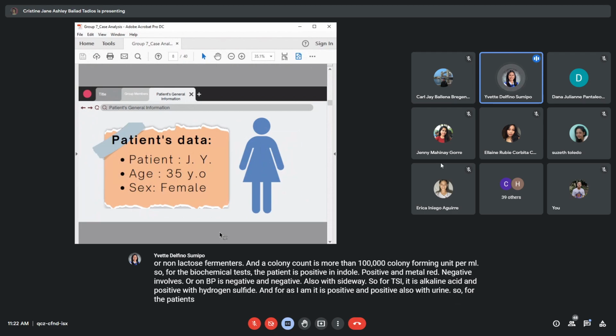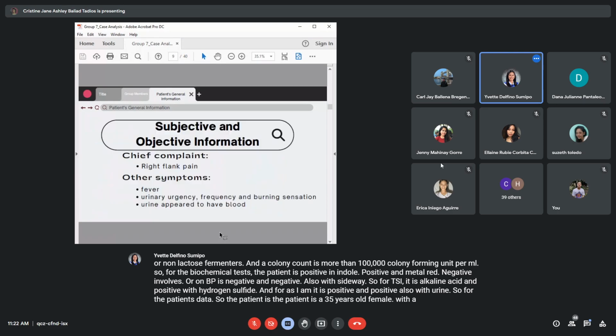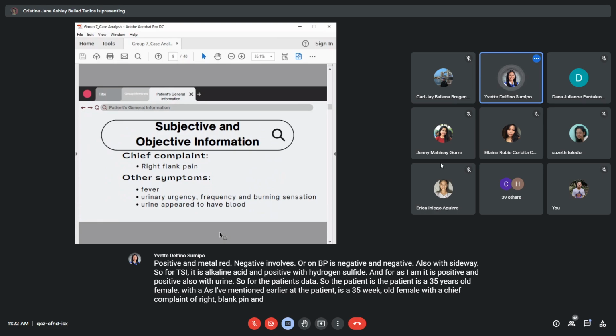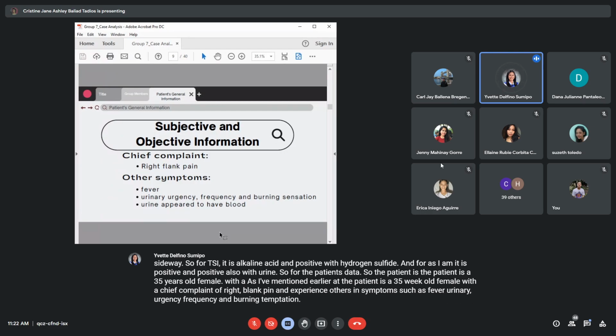So for the patient's data, as I mentioned earlier, the patient is a 35-year-old female with a chief complaint of right flank pain and experienced other symptoms such as fever, urinary urgency, frequency, and burning sensation. And also, urine appeared to have blood.